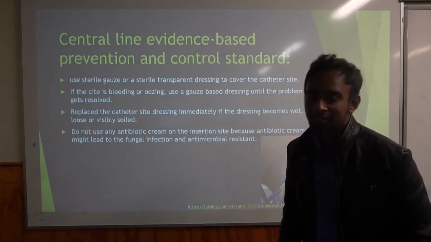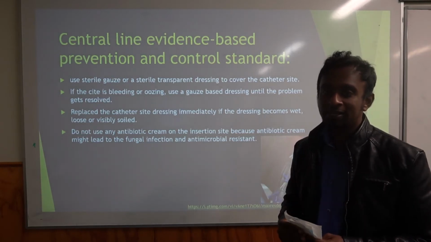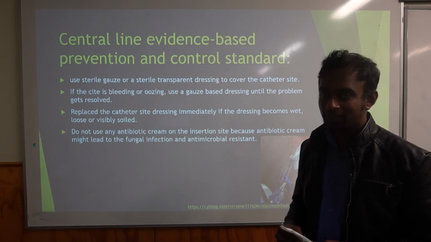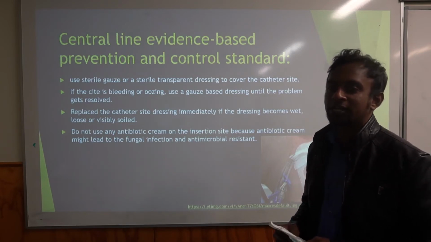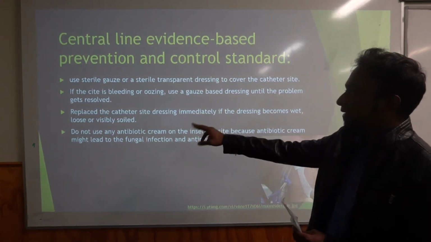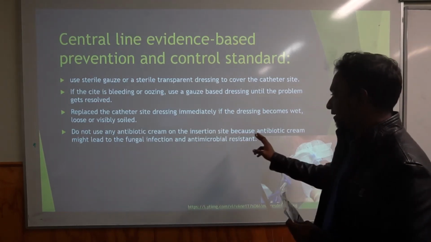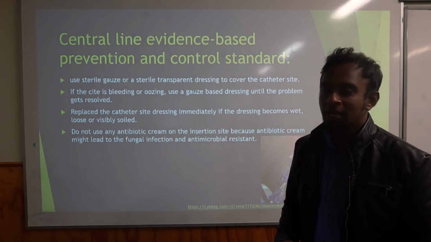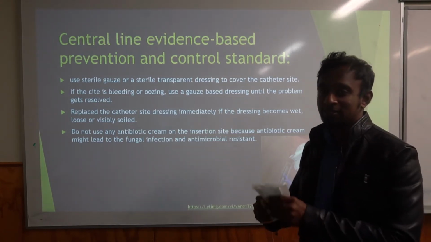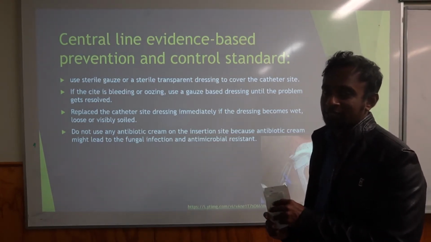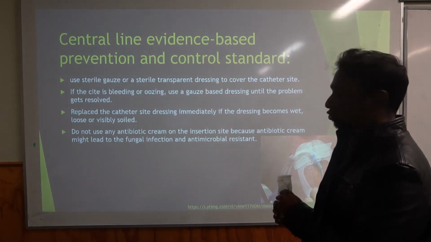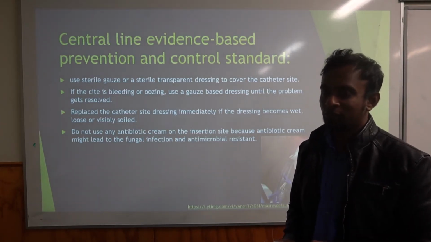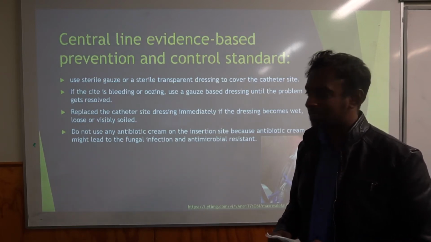If the catheter dressing site is bleeding or oozing, we have to change the dressing immediately, or else it's easy to get infection. Replace the catheter site dressing immediately if the dressing becomes wet, loose or visibly soiled. The important thing is we always have to check the dressing. It should not become wet. If it is wet, it's easy to get infection, so we must change the dressing immediately.